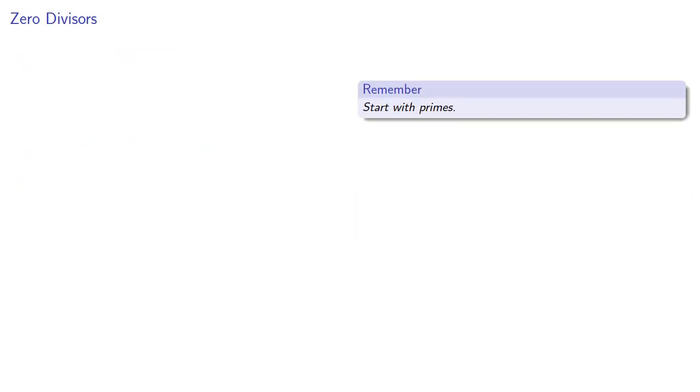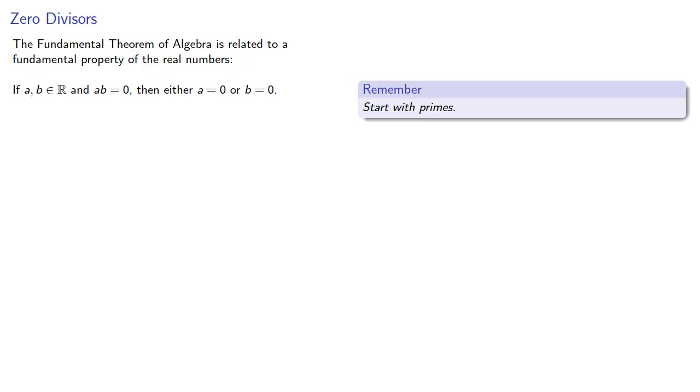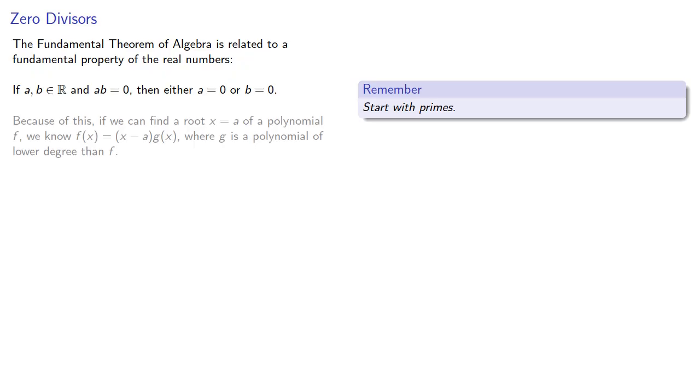So let's start by considering primes. The fundamental theorem of algebra is related to a fundamental property of the real numbers. If a and b are real numbers and their product is 0, then either a is 0 or b is 0. Because of this, we know that if we can find a root x equal to a of a polynomial, then we know that x minus a is a factor where the other factor is a polynomial of lower degree. But is this always true mod n?